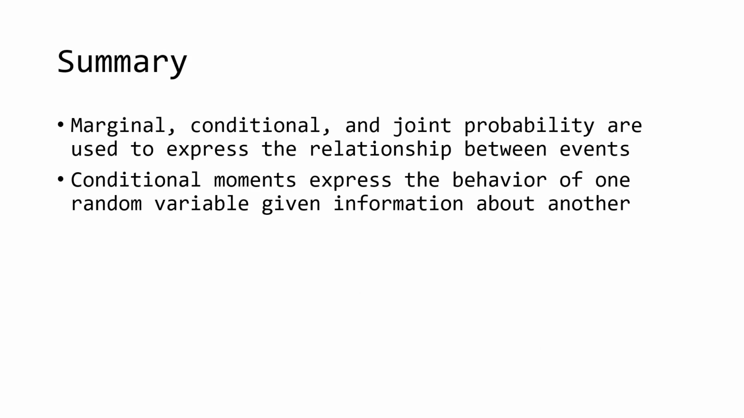In this video, we discussed marginal, conditional, and joint probability. We talked about a lot, so thanks for sticking with me. Two key points to take away from this video are: marginal, conditional, and joint probability are means for expressing the relationship between two events and their probabilities of occurrence, and conditional moments are a way to express the behavior of one random variable given that we have information about another related random variable.